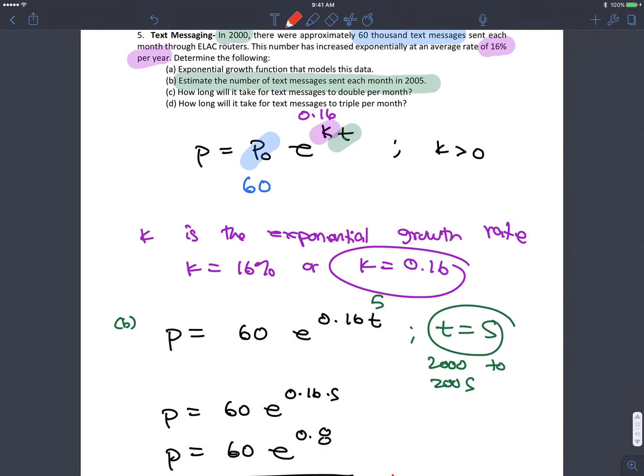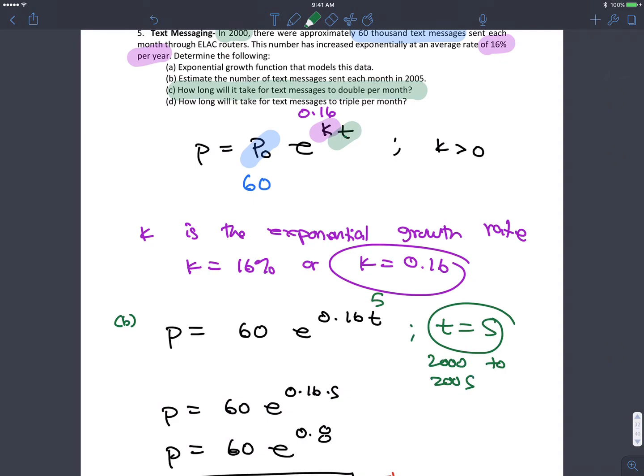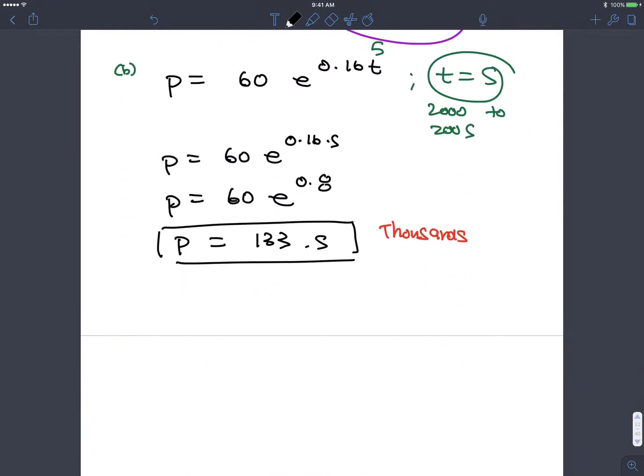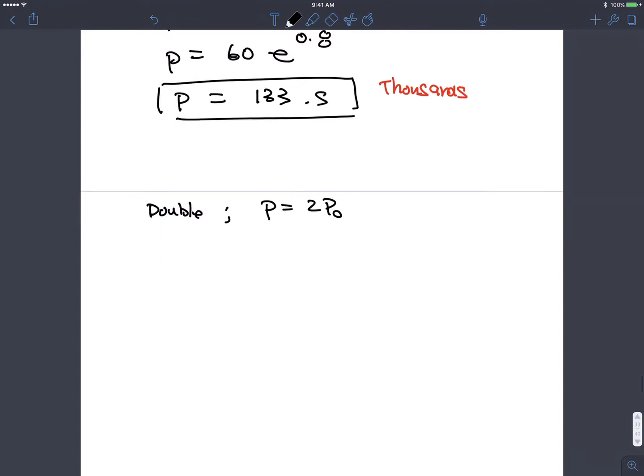Question C. How long will it take for text messages to double? Now that's going to be 60 to 120,000 really. But again, like we did in the previous problem, let's go over this here. And like we did in class, let's note, to double, essentially P is 2 times the P naught.